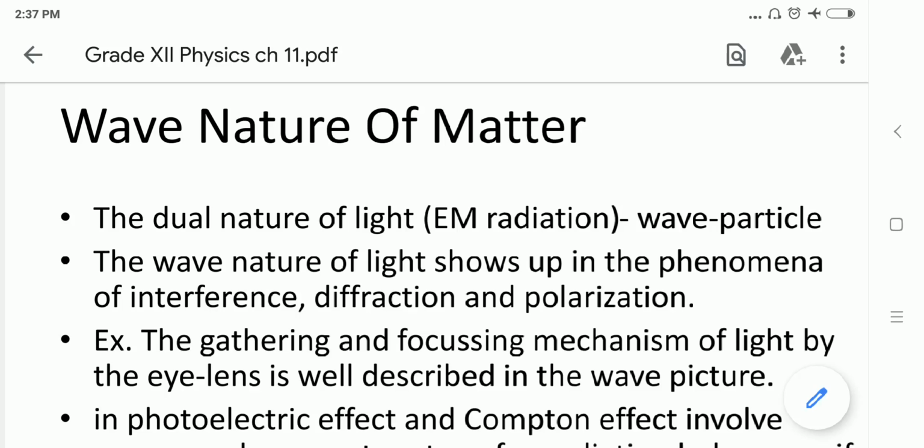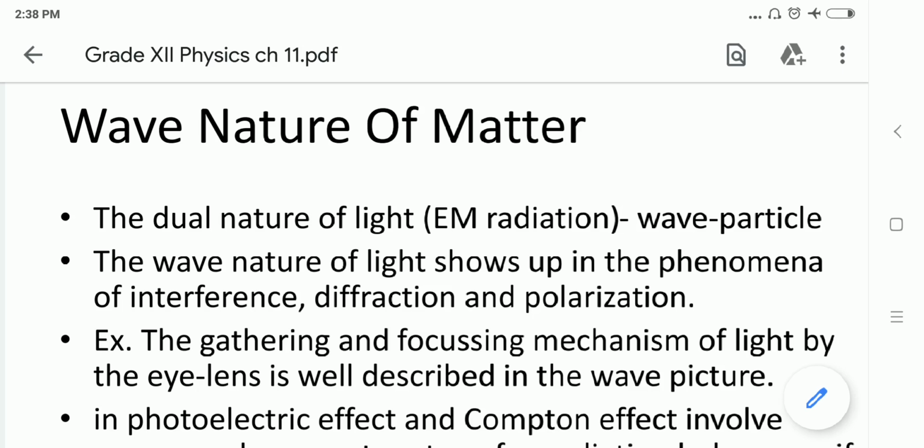Here we need to understand how this wave effect is available within the matter. Here we are having two different natures of radiation, wave and particle. So here the dual nature of the light signal is available. The wave nature of the light signal shows interference, diffraction and polarization.